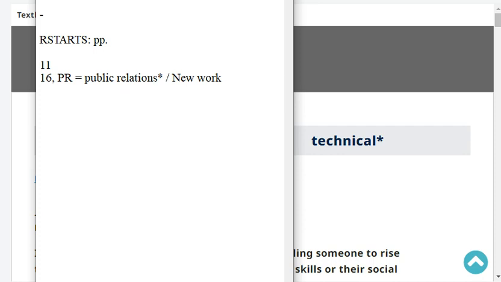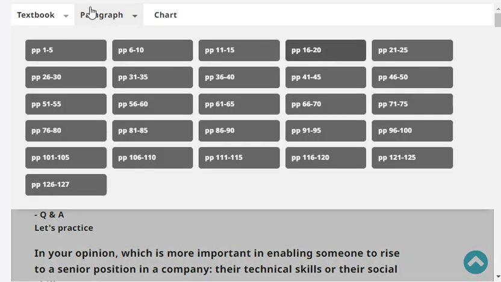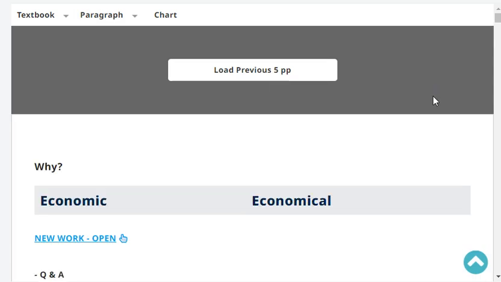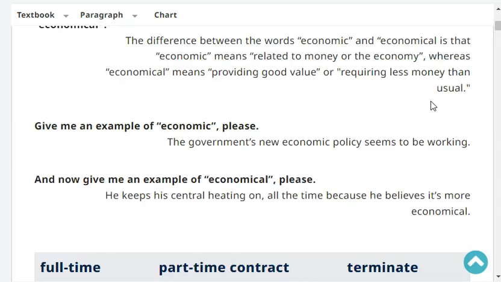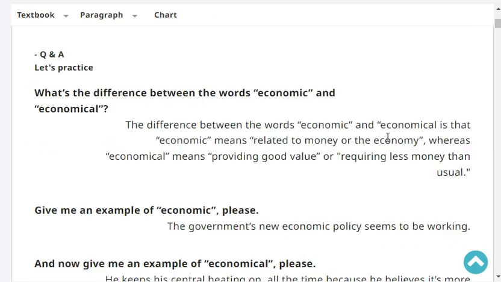Page 16. Last headword was PR, public relations, newer type of lesson. Okay, let me just scroll down for our revision. Here we go. Let me double check. Okay, that's correct. So let's start.